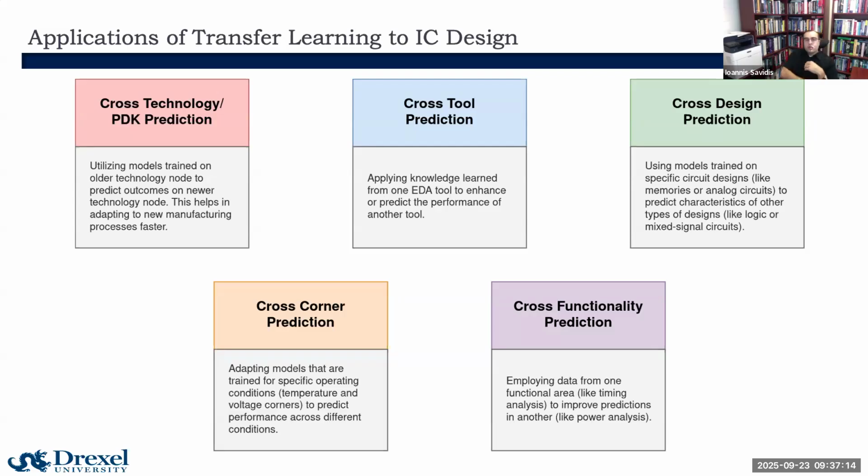The other one is cross-tool prediction. So applying insights from one EDA tool to another improves tool usage and design outcomes. And of course, these are surrogate models potentially, or black box models. So you could, for instance, do timing analysis in the digital space from one tool and enhance power analysis in another. Or look at the linearity of a transistor in one and try to improve it in another.